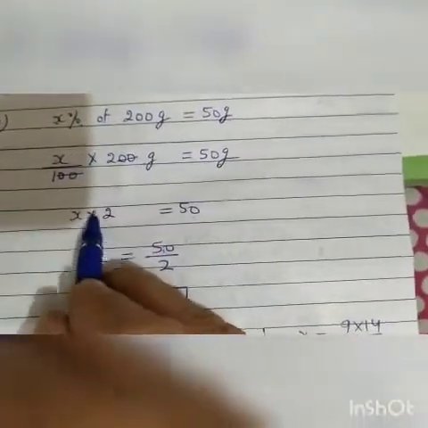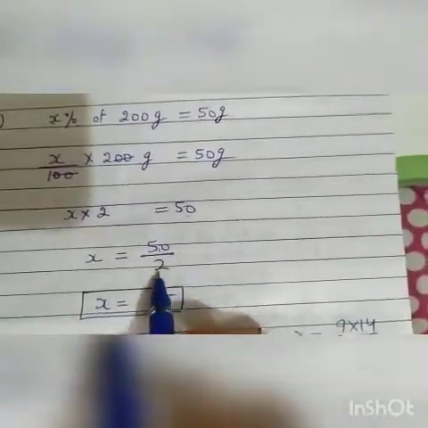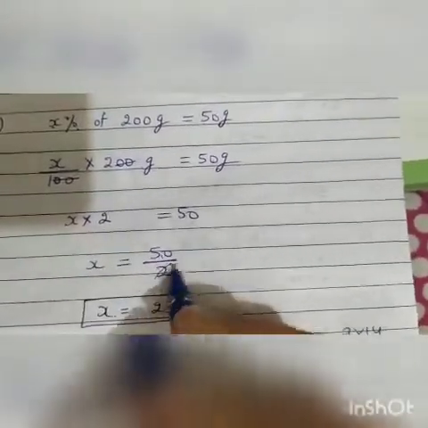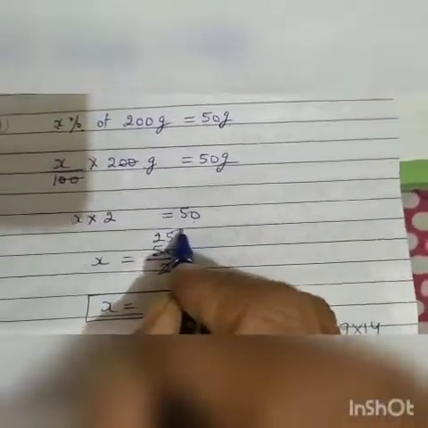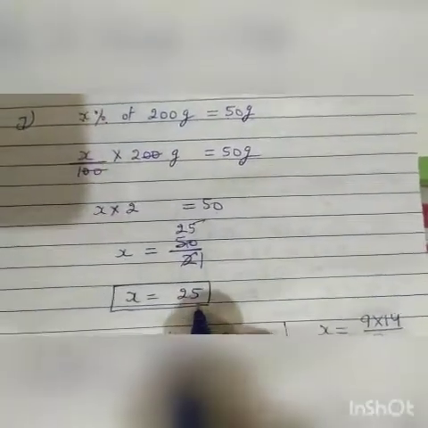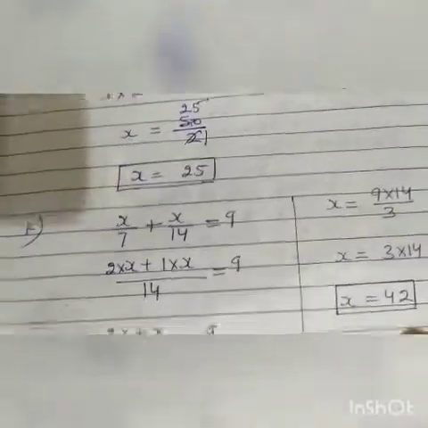Then x is equal 50. Again here it is multiply sign, so it will be in division. 50 upon 2. 2 1 is 2. 2 2 is 4. 2 5 is 10. X is equal 25.